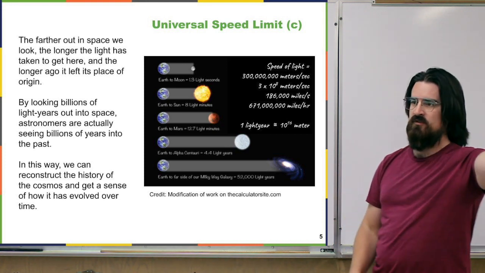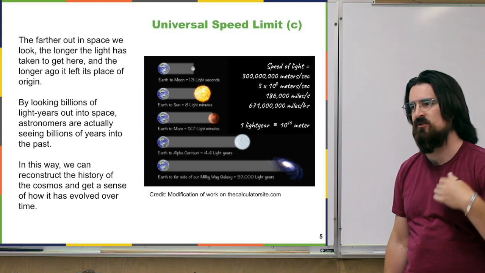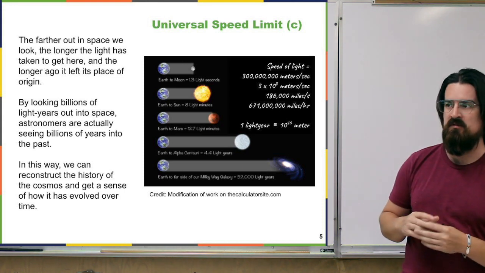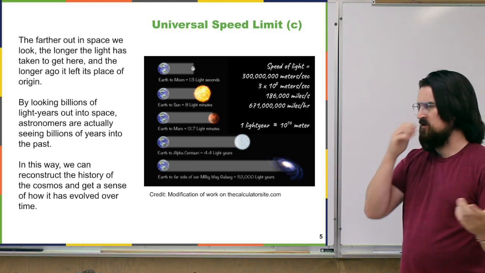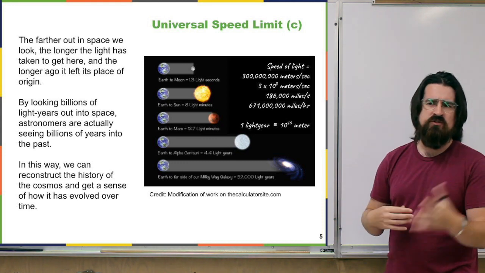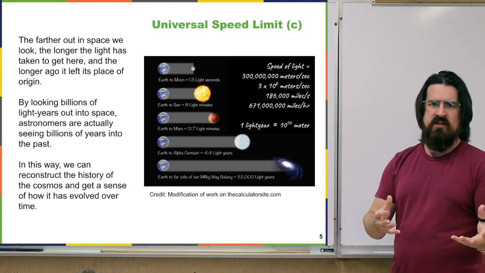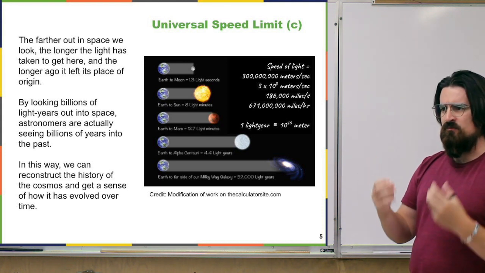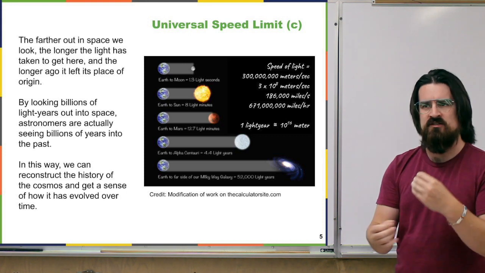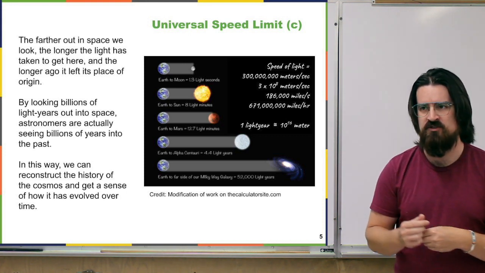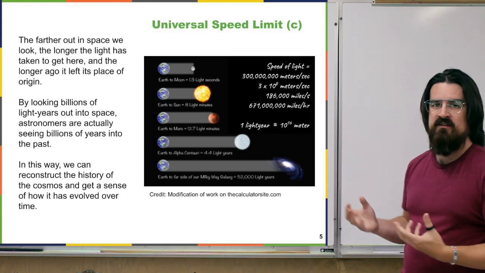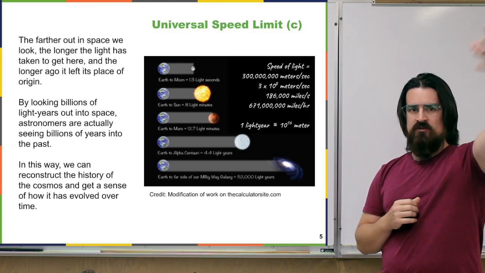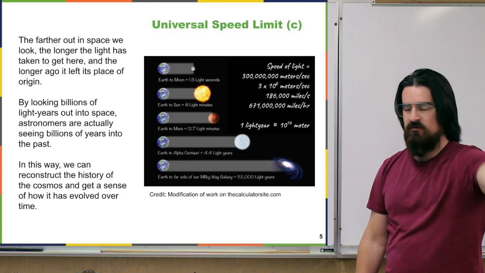And the further you look out, the longer light has taken to travel, and the further back in time you're looking. This is a pretty useful thing in astronomy because the universe is some 14 billion years old. At some point we'll get into cosmology and thinking about the beginning of the universe, and we would really like to be able to measure things in that very early time. Well, we can if we collect light that came from 13, 14 billion light years away.